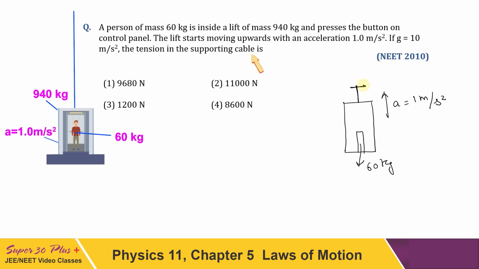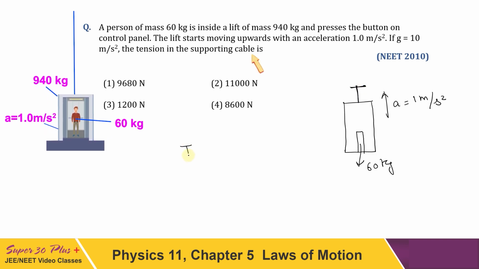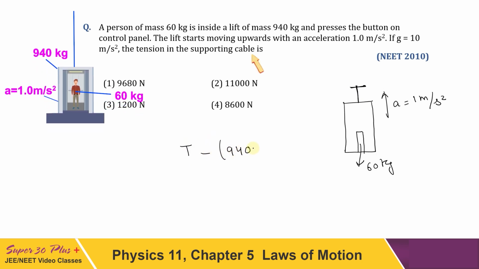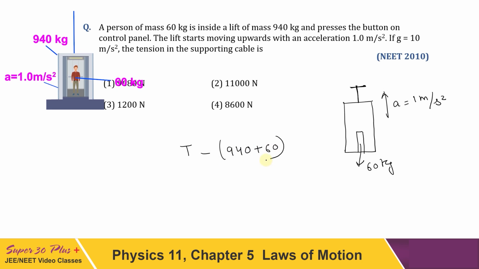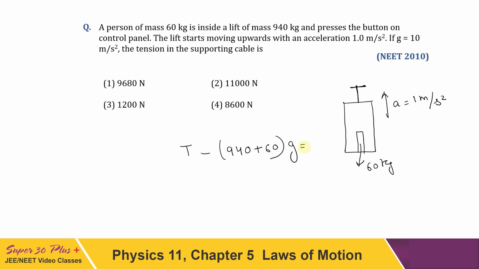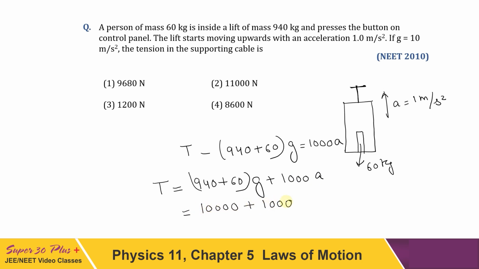Okay. So if we write for this whole system, then tension minus the resultant downward force has to be equal to 940 plus 60 g, because this is the resultant weight in the downward direction, and it should be equal to mass into acceleration, which is 940 plus 60, that is 1000 A. If we substitute the numerical values, T is equal to 940 plus 60 g plus 1000 A, which, if we take g as 10, will be 10,000 plus 1000, that is equal to 11,000 Newton, which is our correct option.